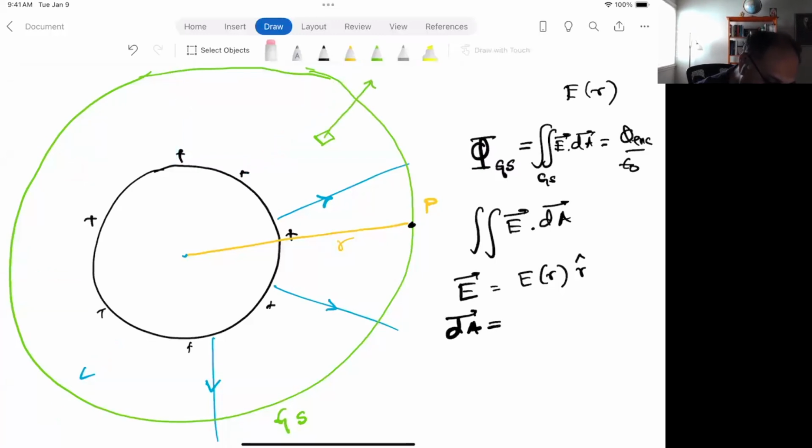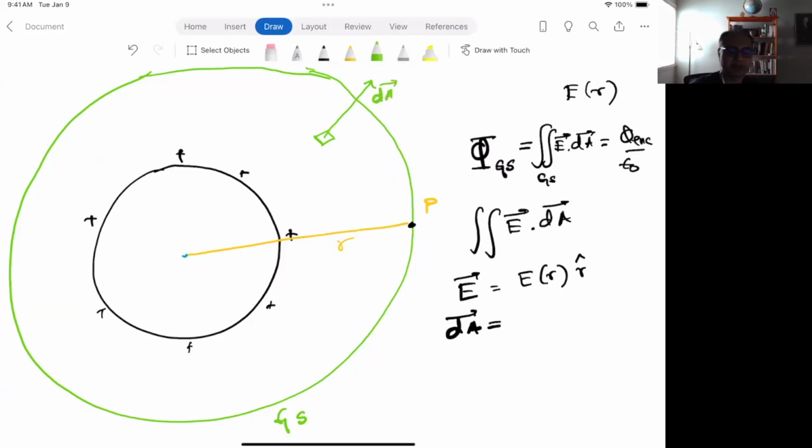Let's remove these field lines to reduce the clutter. This dA can be represented by this vector. It points radially outwards, and its magnitude is whatever the area of that tiny patch is. So you can write dA as dA, its magnitude, multiplied by a unit vector in the radial direction, r hat. That makes sense? It's just what we did yesterday. Now that we have the vectors E and dA, we can find E dot dA.